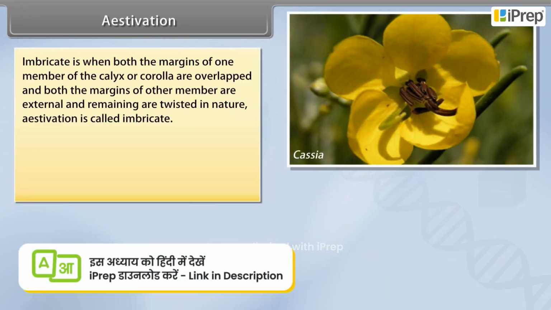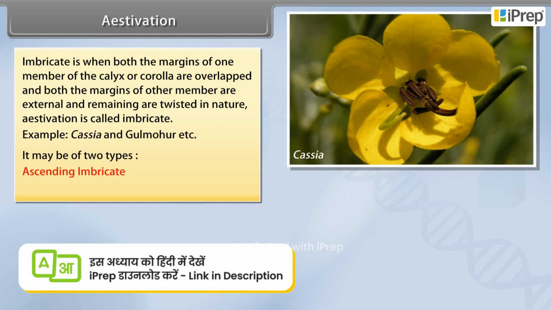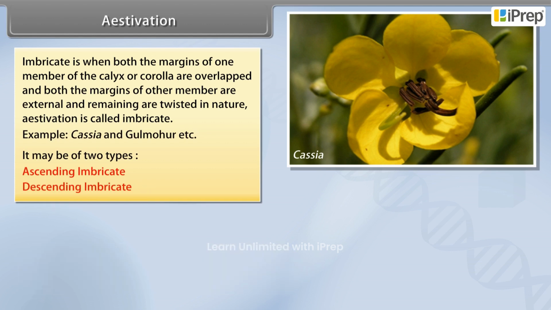Imbricate is when both the margins of one member of the calyx or corolla are overlapped and both the margins of another member are external and the remaining are twisted in nature. Aestivation is called imbricate. Example, cassia, gulmohar, etc. It may be of two types: ascending imbricate and descending imbricate.